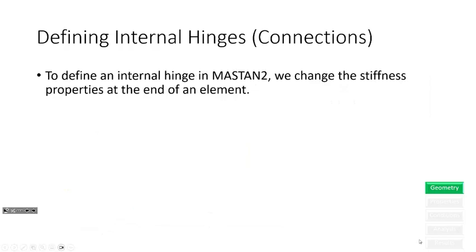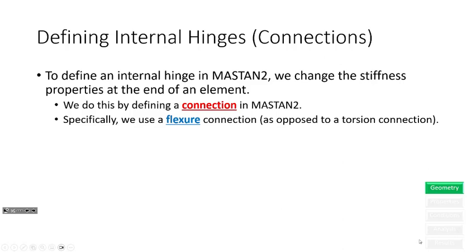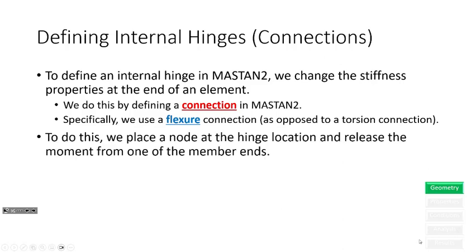Okay. One thing I want everybody to follow up here, because this is kind of important for later problems. So everybody watch this. Whenever you're defining an internal hinge, you change the stiffness properties at the end of an element, and you define a connection inside MASTAN. MASTAN has two options: a flexure connection and a torsional connection. Since a hinge releases moment, we're using a flexure connection. The way that you model a connection or a hinge is you put a node where you want the hinge, and then you release the moment from one of the members. Okay?